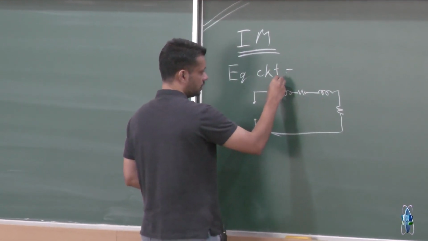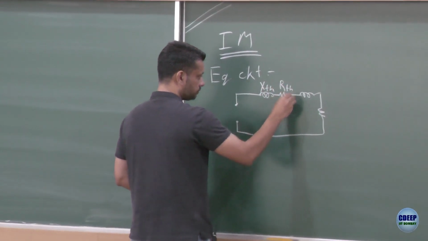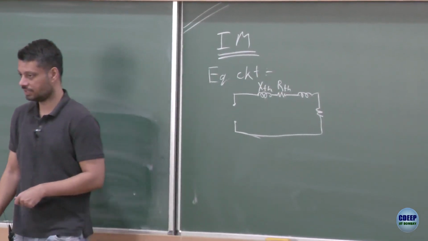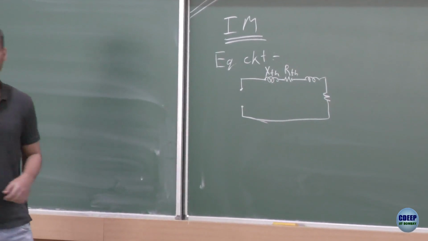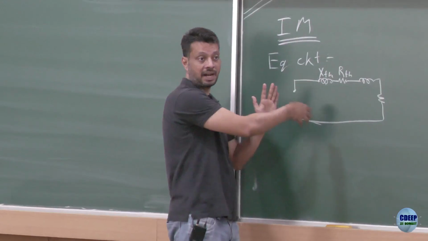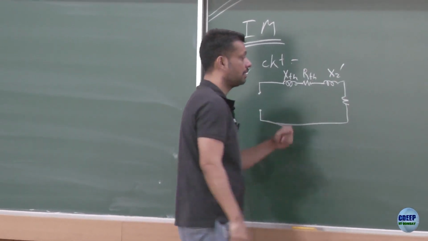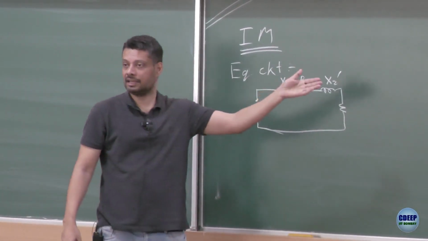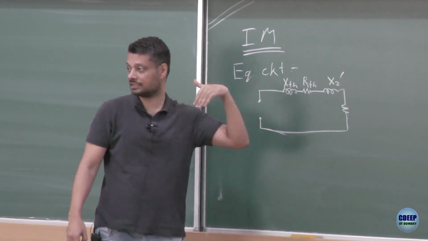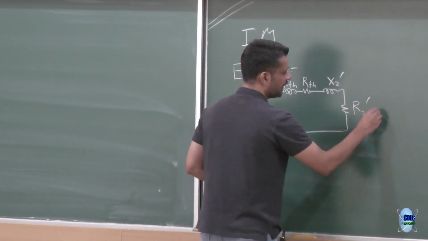Where this was XTH, this was RTH. What are XTH and RTH? The Thevenin equivalent of the stator circuit, which had a parallel branch and a series branch, and then you have X2 prime, which is the rotor inductance referred to the stator side, therefore there is a prime there, and then you have this R2 prime by S.